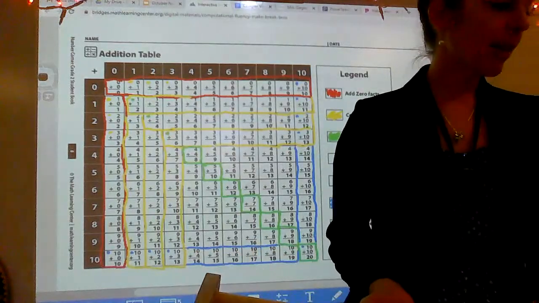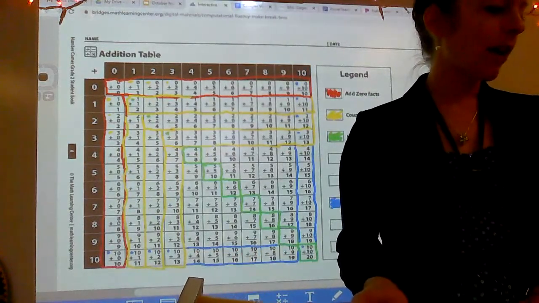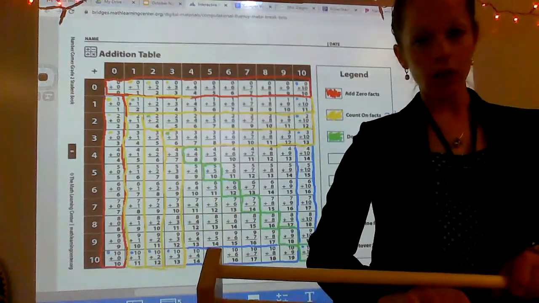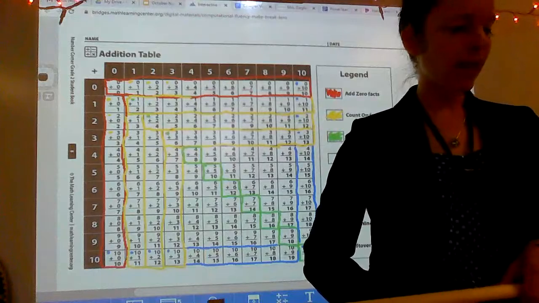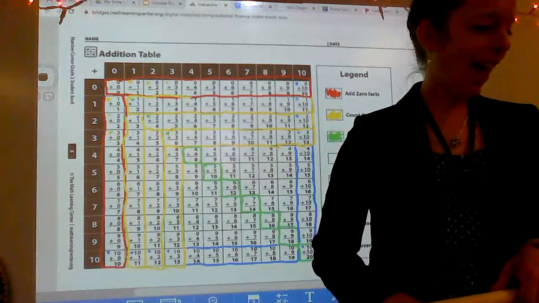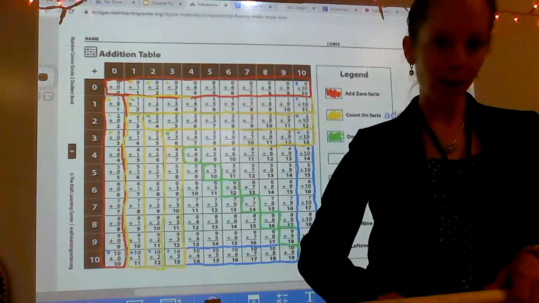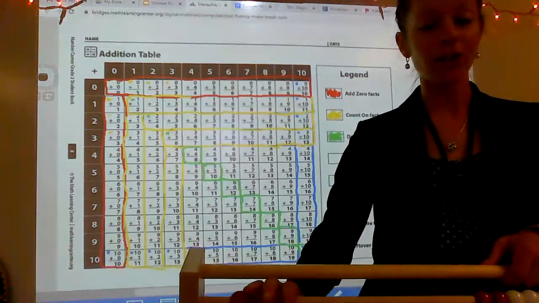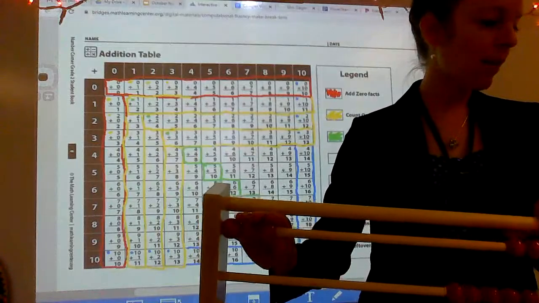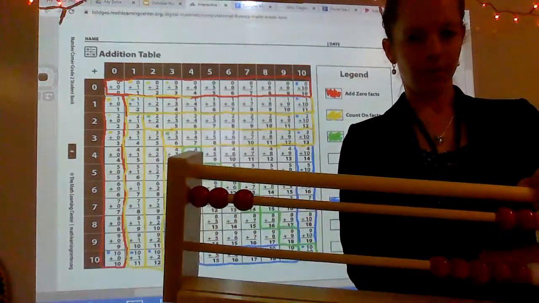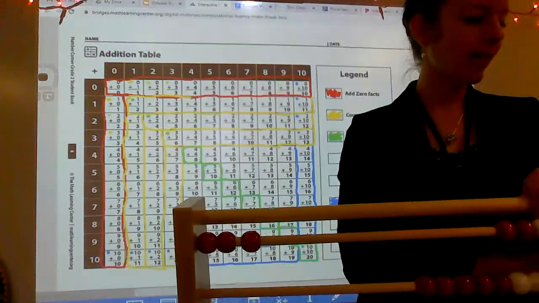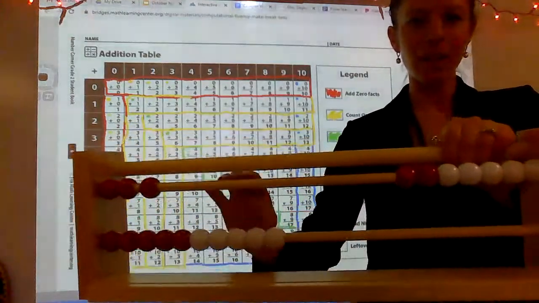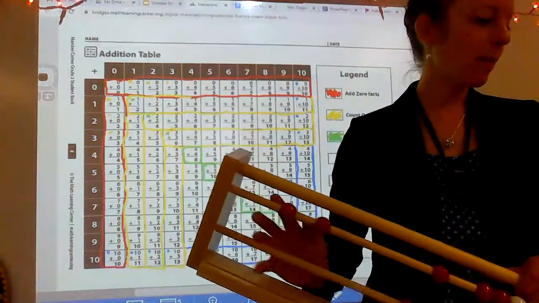Okay, let's think about an easy fact on our chart. Imagine that I have $3 in my pocket. Now, imagine that Mrs. Patterson comes into the room and gives me $10 more. How many would I have? If you said 13, you're right. I slide the 10 on the bottom. I see 13.